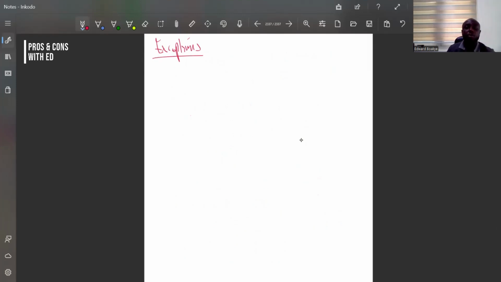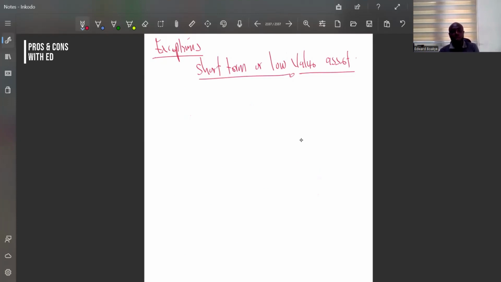Exceptions. If we choose to go by the exceptions, we are saying it is either a short-term or low value asset. A short-term lease or low value asset. What is a short-term lease?